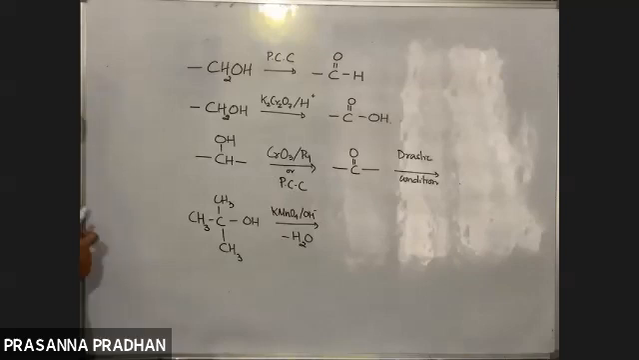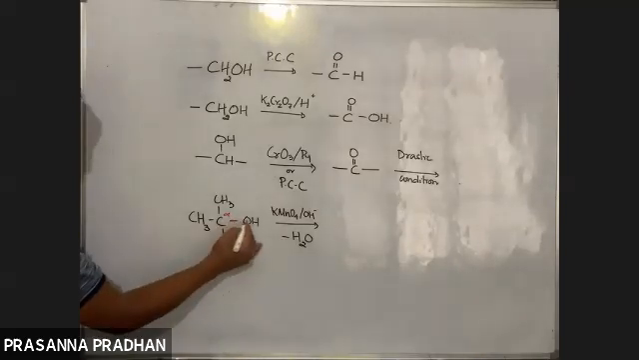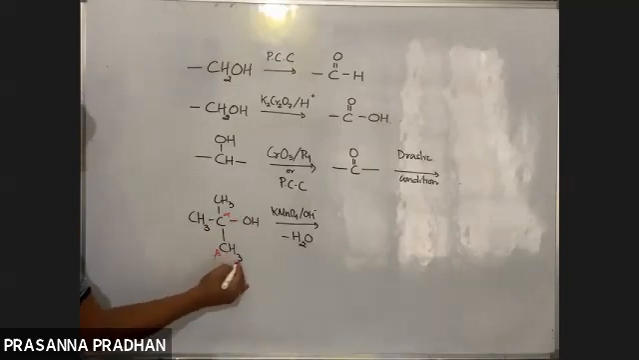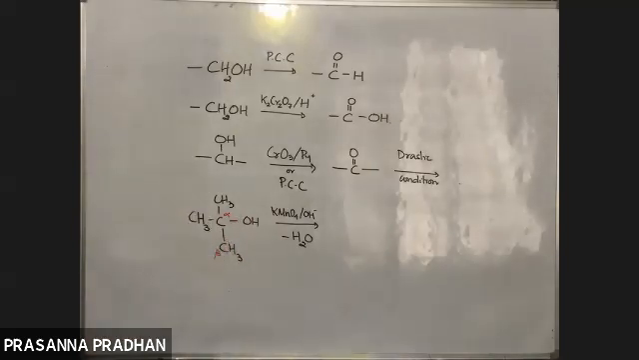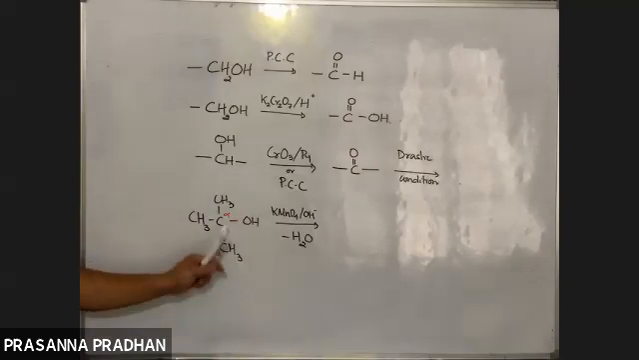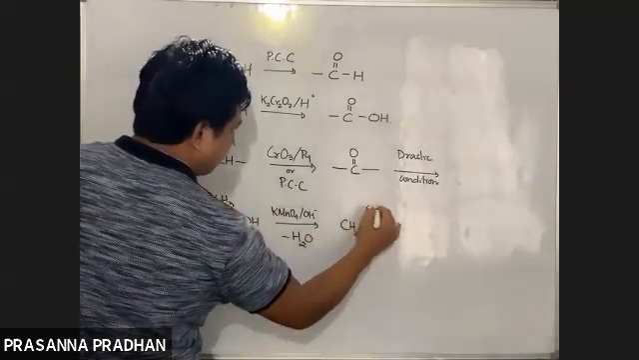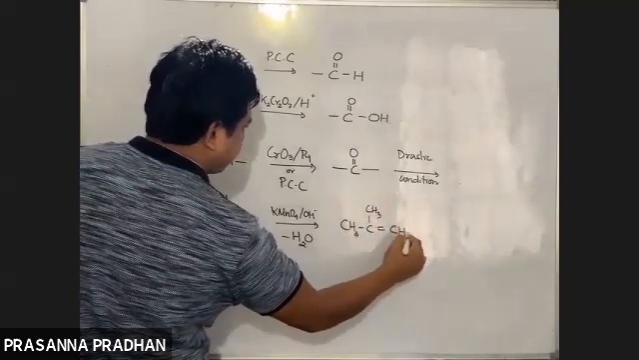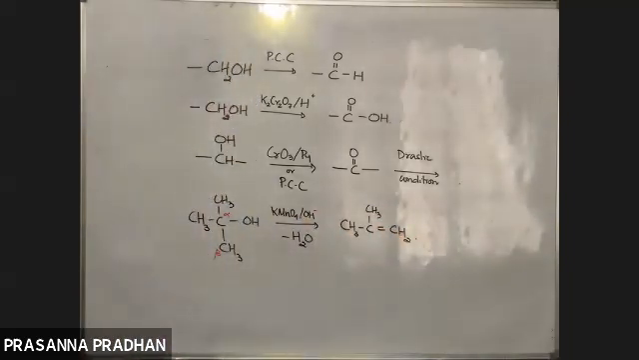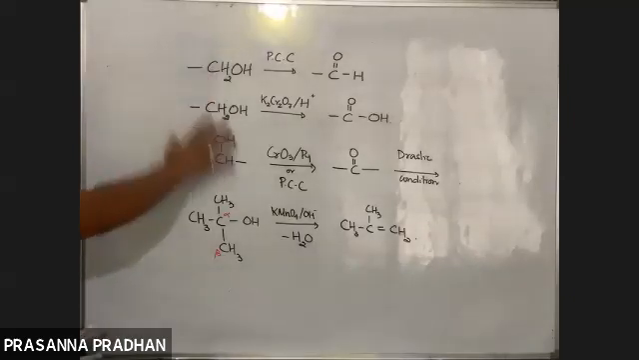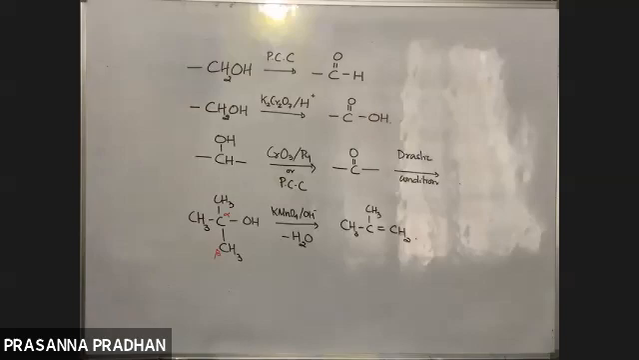How will the water loss happen? OH from the alpha carbon and H from any beta carbon will be lost, and a double bond will come between the two. Water means H from beta carbon and OH from alpha carbon, and the double bond comes between alpha and beta. So remember, there are not many reactions of tertiary alcohols. We have not discussed them much at the boards level. You just need to remember those of primary and secondary alcohol.